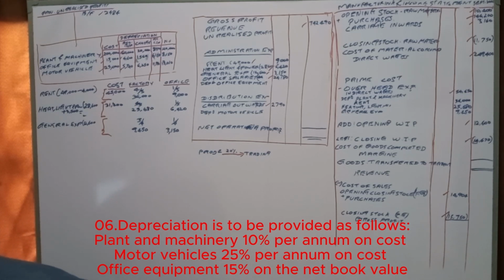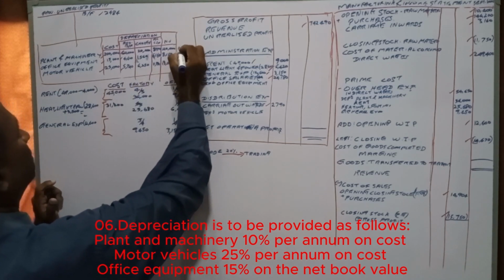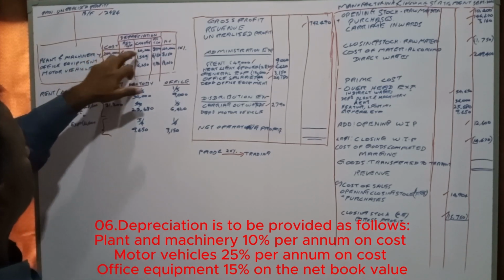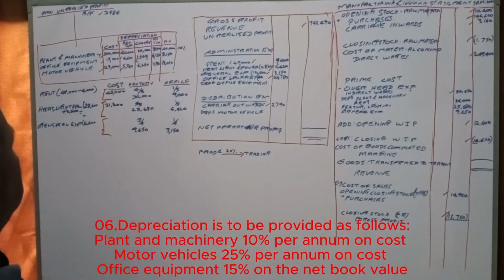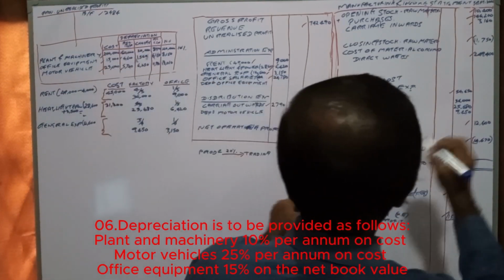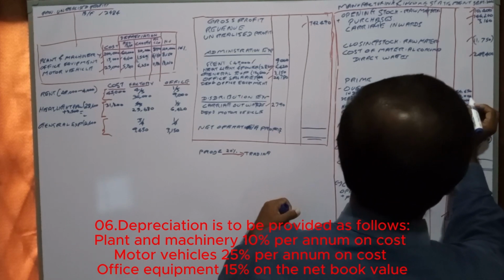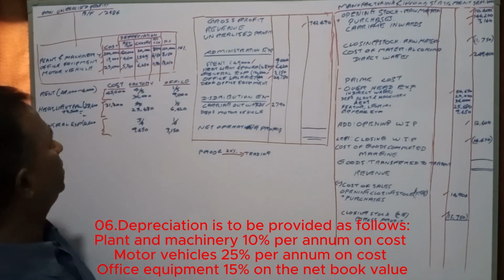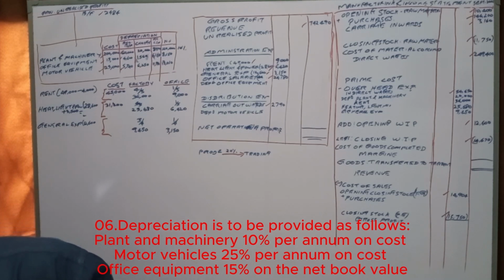Fifth, they say 20% is the unrealized profit, 20% is the markup. Now they say depreciation: plant and machinery is 10% on cost. We have calculated on the cost of 200,000, so 20,000 depreciation. Plant and machinery depreciation goes to the overhead expenses. On the 200,000 we apply 10%, that is 20,000. Office equipment, sorry, motor vehicle, this is 25 per annum.